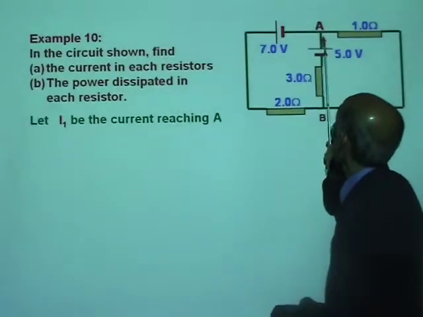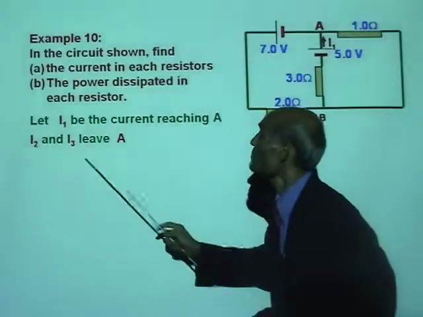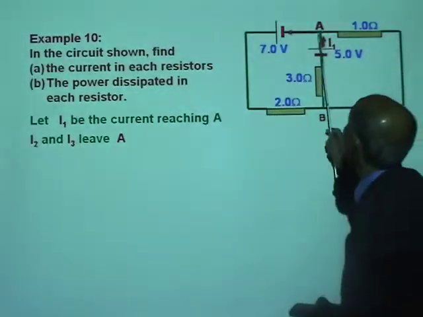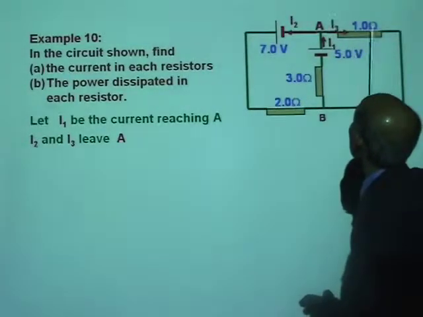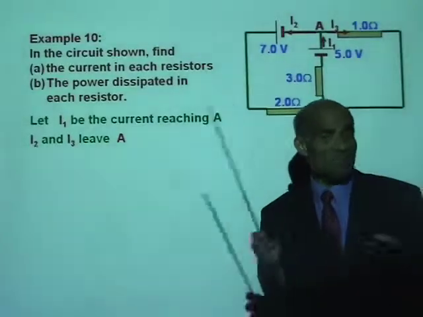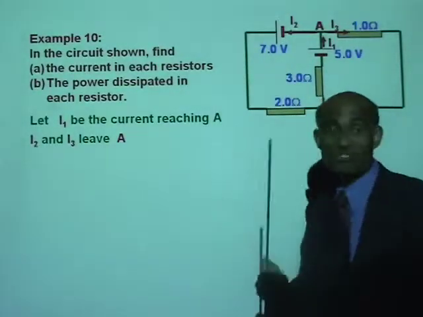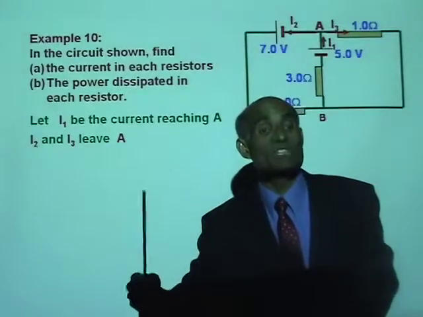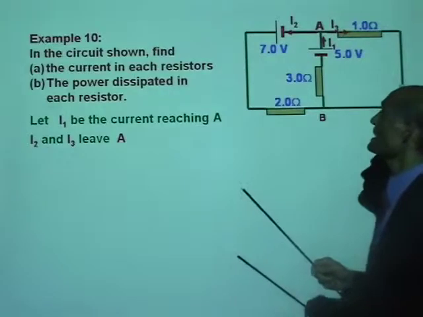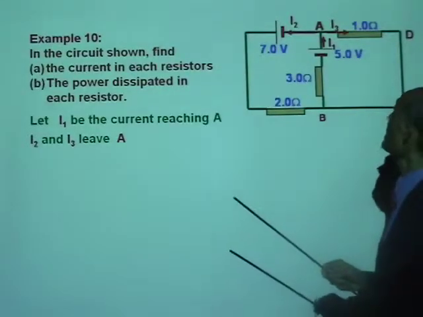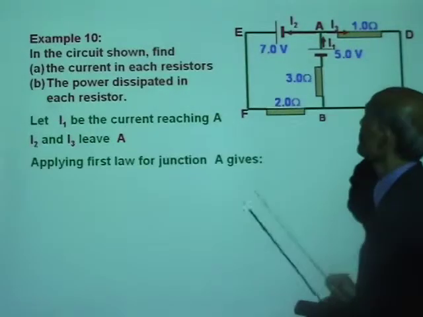Well, let I1 be the current reaching A, and I2 and I3 be the current leaving it. It doesn't matter. Sometimes I2 may be that way. In such a case, we will get a negative answer for our result. So we will make a beginning like that. That means, alright, name each of these points.